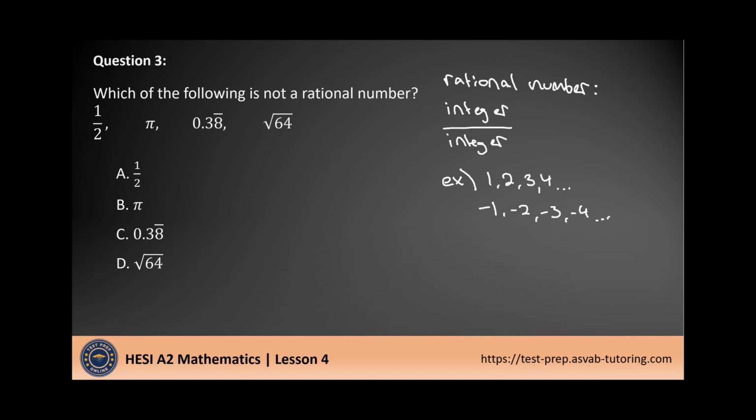So let's see if we can represent the numbers that they gave us in terms of an integer divided by an integer. 1 over 2. 1 is an integer, and 2 is an integer, so 1/2 is good. That's a rational number.